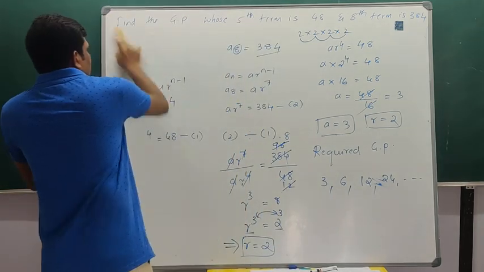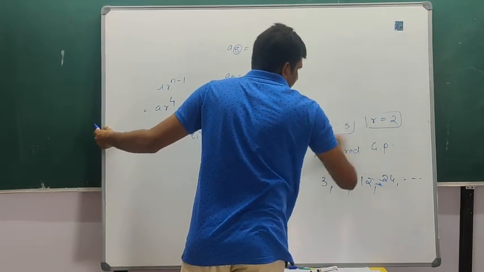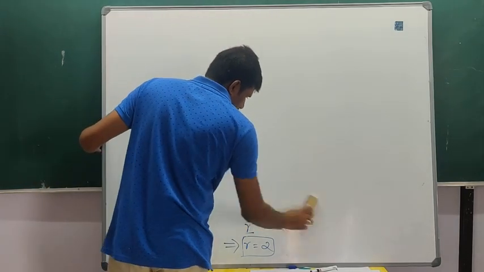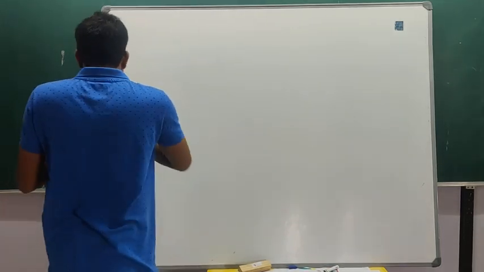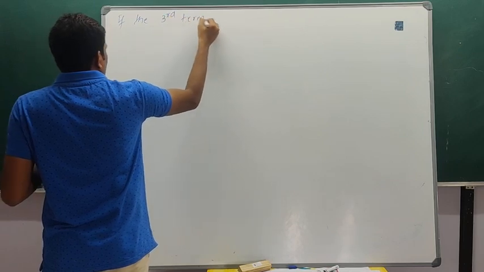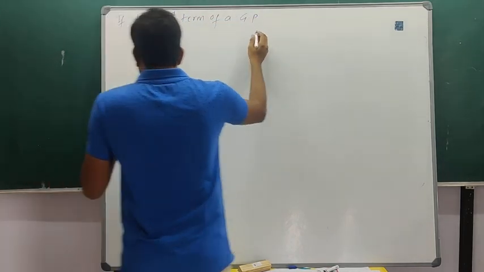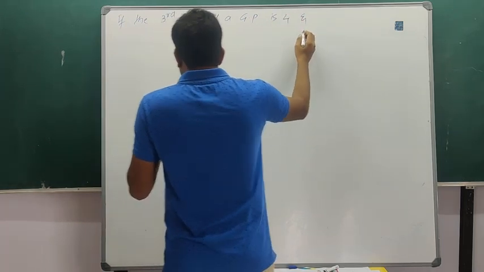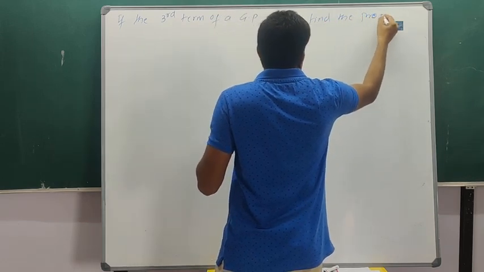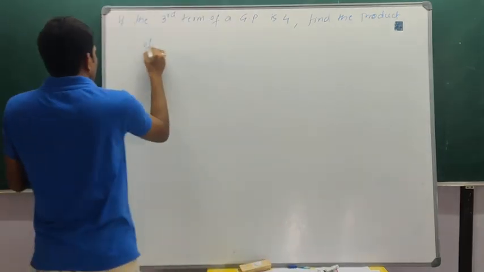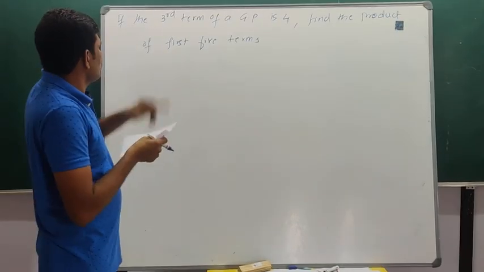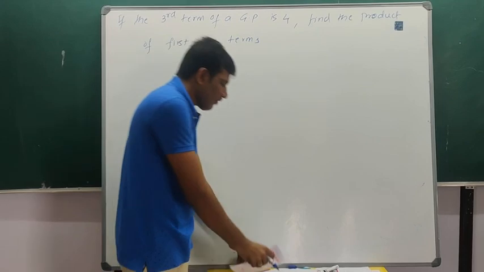Right? Next. Next problem. If the third term of a GP is 4, find the product of the first 5 terms.